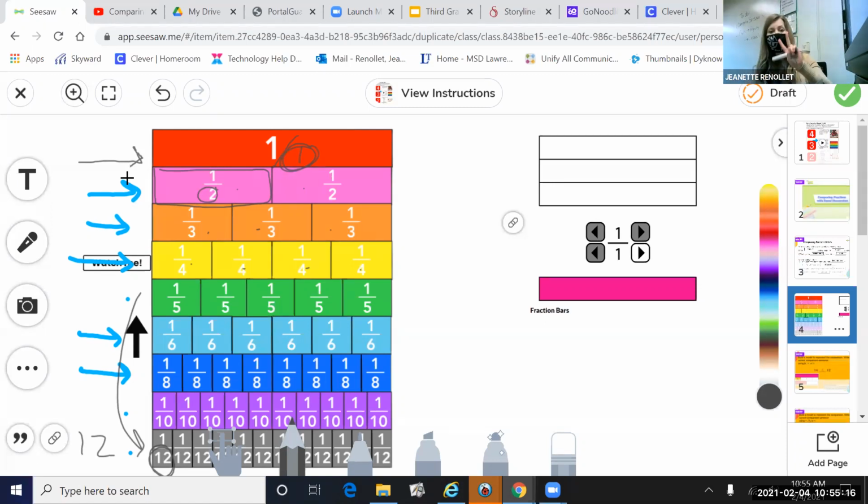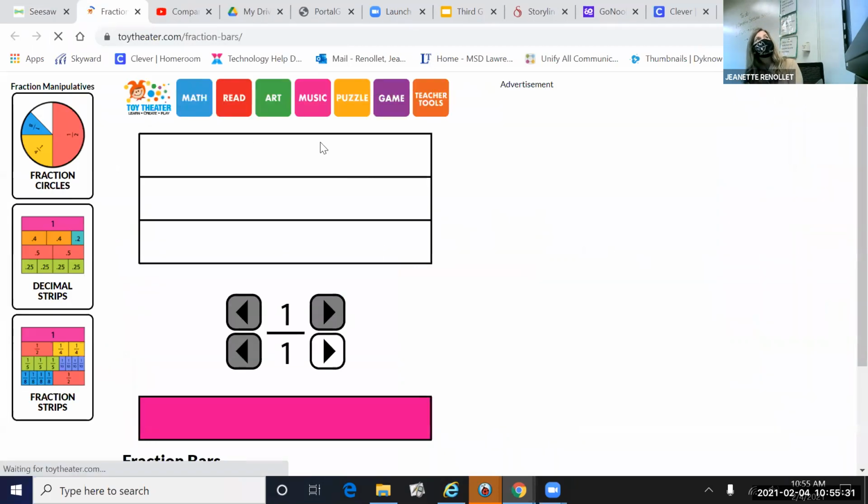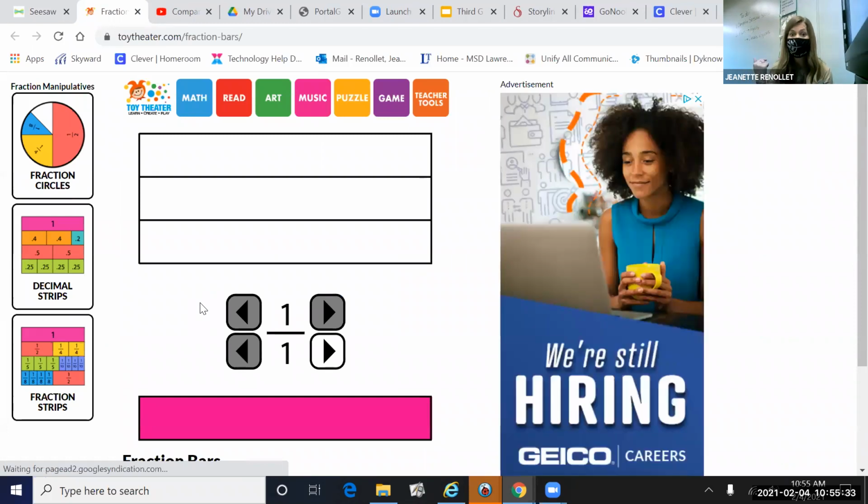Okay, the second thing I want to point out, I want you to look at this link right here. Oh, focusing attention. Look at this link right here. This is a tool that can help you compare fractions. I want you to open it up. You had a chance to explore this a few days ago when you were done with your work. I remember Angela exploring it. Maybe some other kids checked it out too.